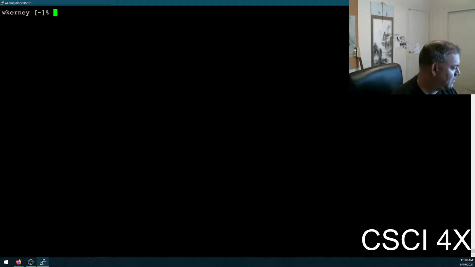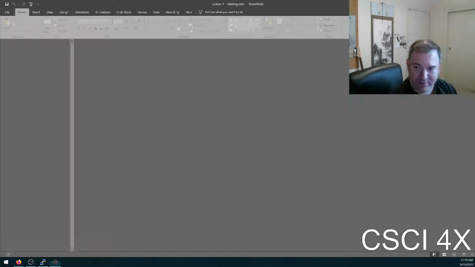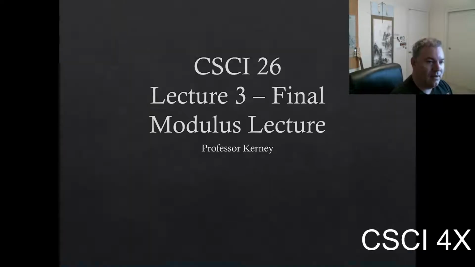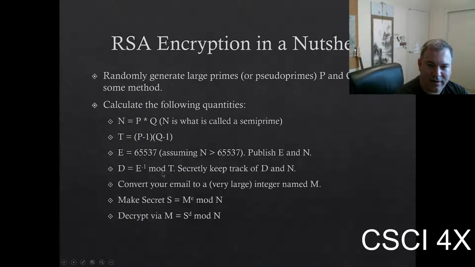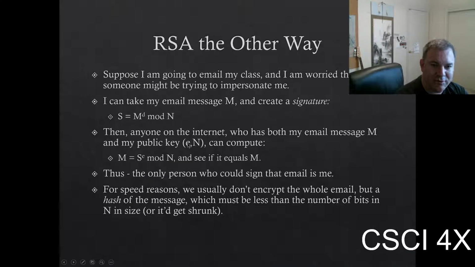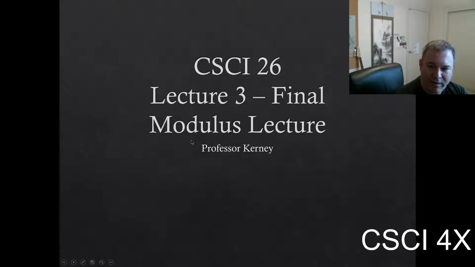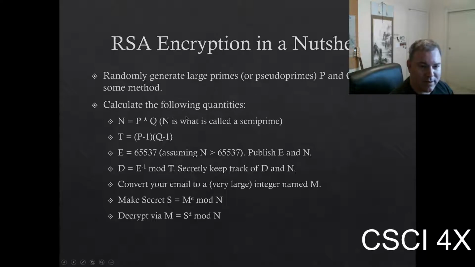So let's learn RSA encryption. We talked last time about the world of espionage and stuff like that, which is kind of fun. So today we're going to learn about RSA encryption. RSA encryption is that public key encryption that we talked about. Basically, you start off by generating large primes. You randomly generate a large prime.